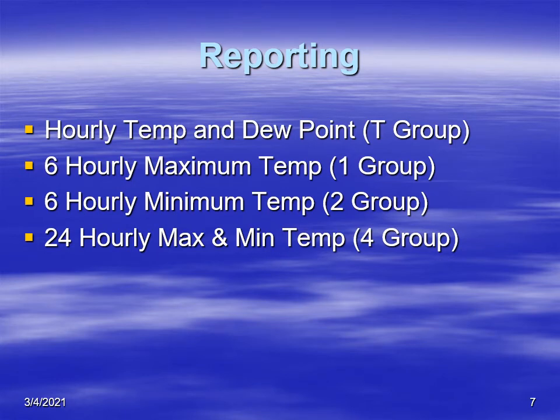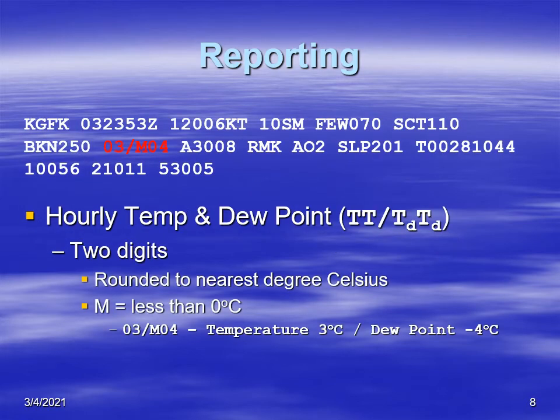Then there are other reports that you'll see in the hourly surface observations and also special observations. We'll start out with the hourly temperature and dew point. The hourly temperature is reported in the main body of the METAR using only 2 digits, rounded to the nearest degree Celsius. Also, there is a sign that is appended if the temperature is less than 0 degrees Celsius, and the sign would be M for minus.